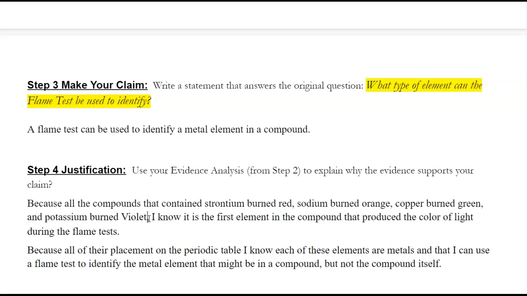I might have to do more evidence gathering on that. It might lead to a whole other experiment if you were trying to identify a specific substance. At least the flame test can help narrow it down.